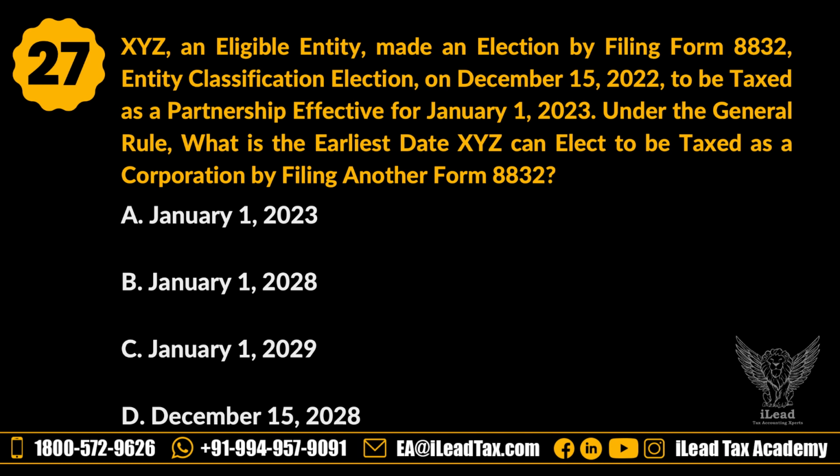XYZ, an eligible entity, made an election by filing Form 8832 Entity Classification Election on December 15, 2022 to be taxed as a partnership effective for January 1st, 2023. Under the general rule, what is the earliest date XYZ can elect to be taxed as a corporation by filing another Form 8832? Let's see the options.